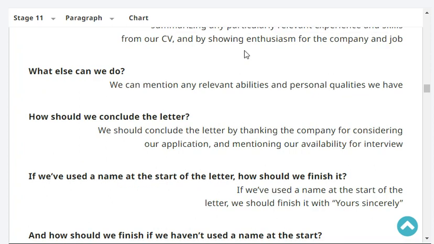How should we conclude the letter? We should conclude the letter by thanking the company for considering our application and mentioning our availability for interview.